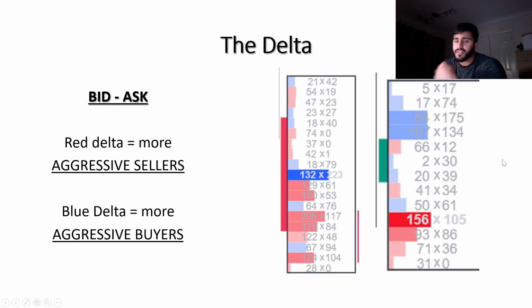Now let's start with the delta. The delta is the easiest to understand. The delta is the bid minus the ask, a simple subtraction equation.